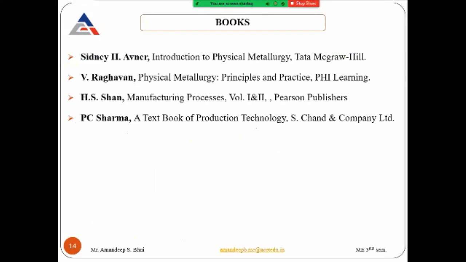And the books that I would prefer that you should follow. First one is by Sidney Avner, by Tata McGraw-Hill, Introduction to Physical Metallurgy. And the second is V Raghavan, Physical Metallurgy. So you can take either of these two books. Okay, these will cover your first 4 chapters. The above 2 books will cover the first 4 chapters.